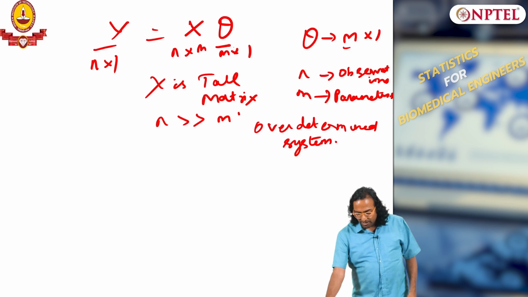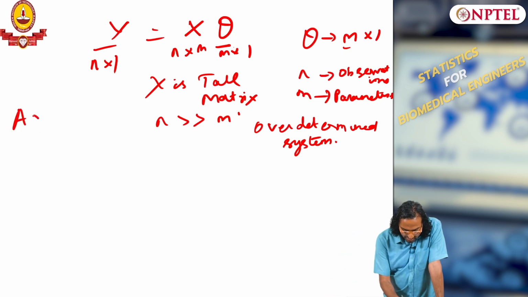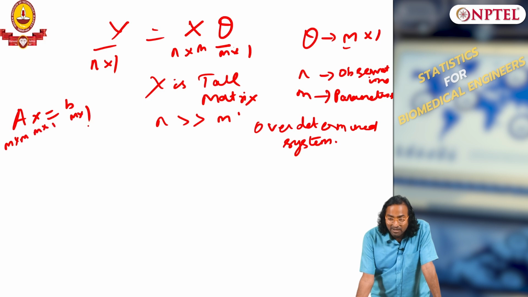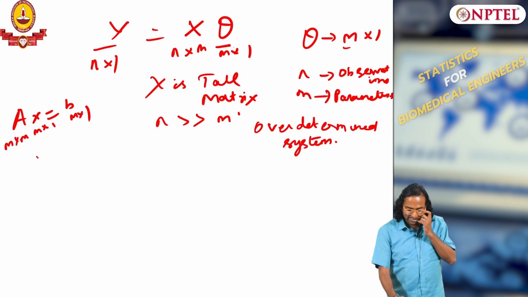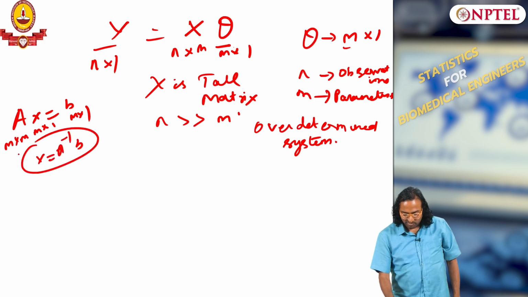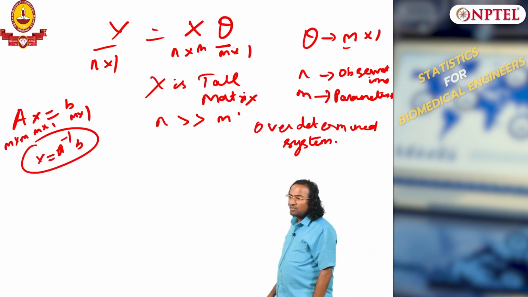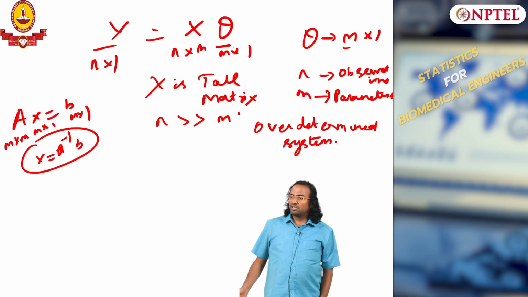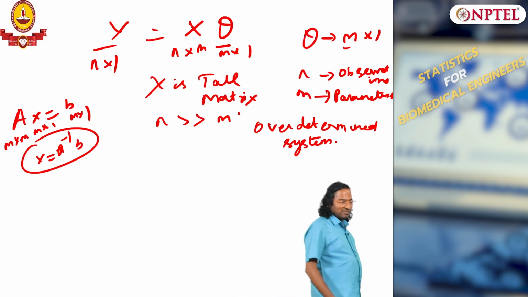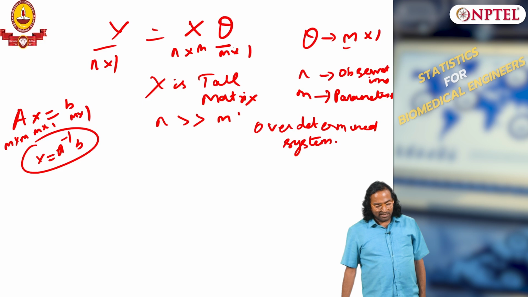So the solution, if everything was unique, if everything was m cross m, m cross 1 and m cross 1, what would the solution have been? If the inverse exists, x equals A inverse B, that is the solution, right. This would have been a straightforward case, but unfortunately that is not the case at all.